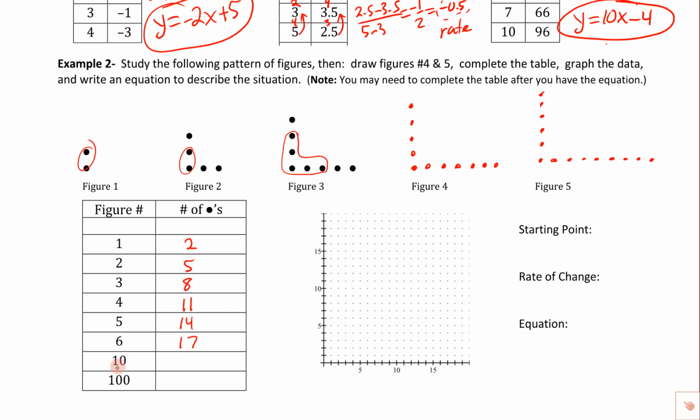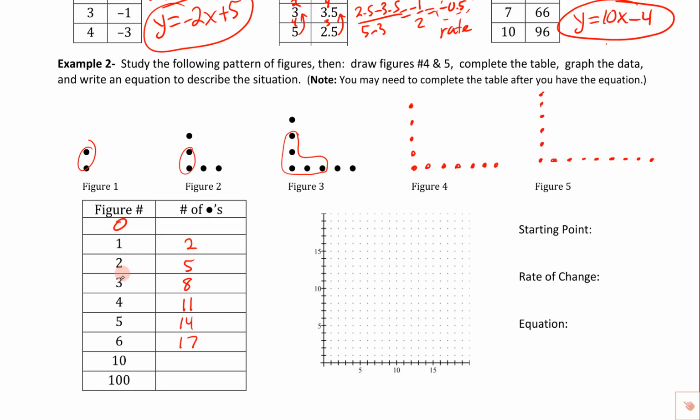Now it skips a whole bunch. It skips to figure number 10 and then figure 100. Now to figure that out, that might be kind of tough. We might have to write down some things somewhere else, but it does say you might need to complete the table after you have done the equation. I definitely think that's the case with this one. Let's see if we can figure out what figure 0 would be, like what the starting one would be, like when we started our stopwatch, if you want to think of it that way.